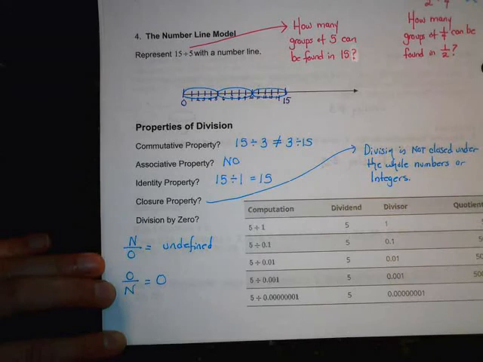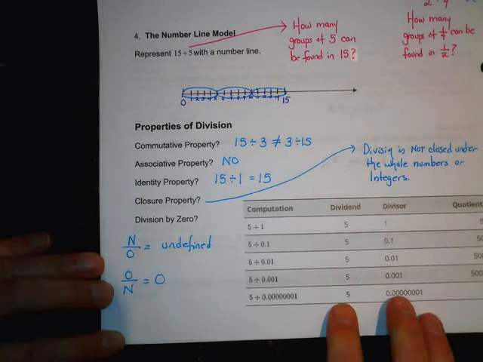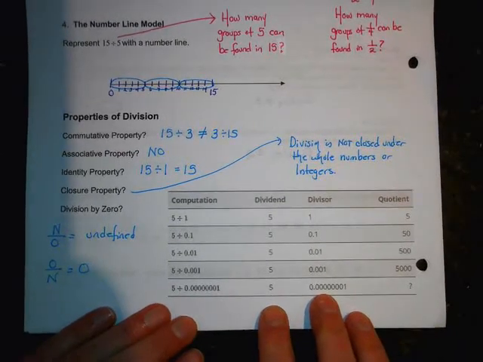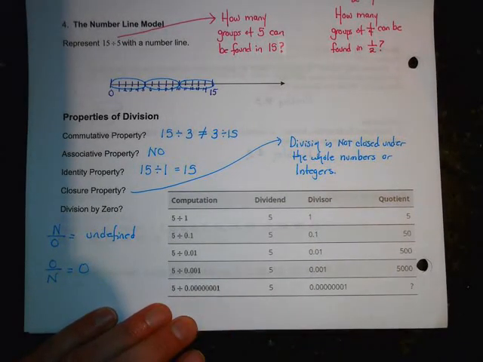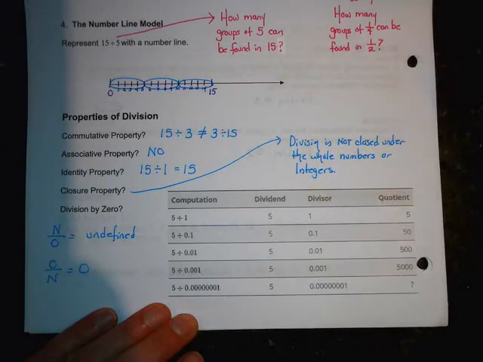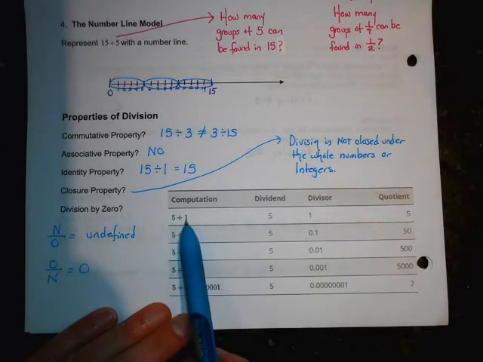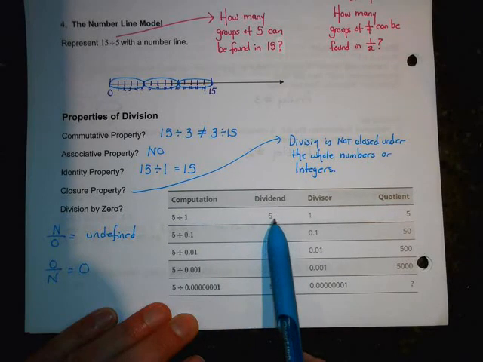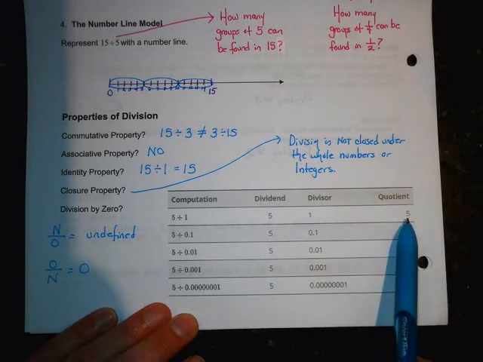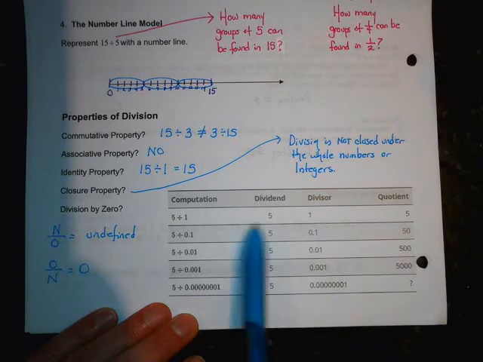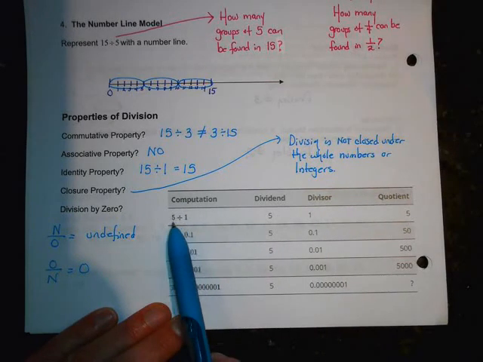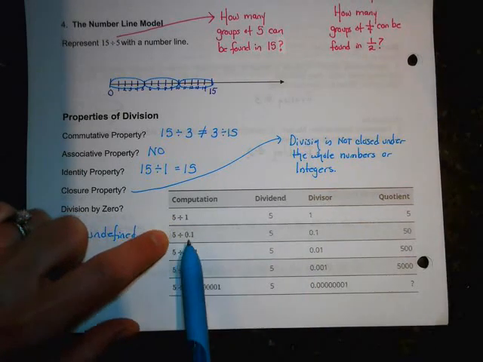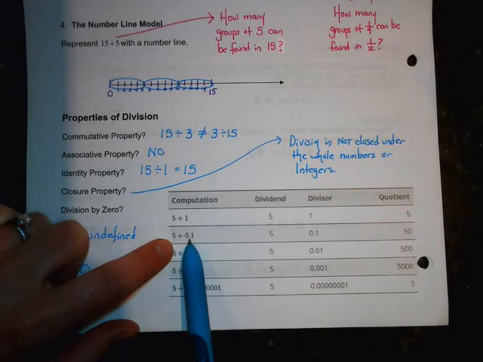And I found this on EngageNY. I thought it was kind of cool how they taught with decimals. So this is how many groups of 1 can be found in 5. And they told the kids what the dividend was, what the divisor was, and what the quotient was. So how many groups of 1 can be found in 5? Well, 5 groups of 1. But this is what's interesting. So how many groups of 0.1 or a tenth can be found in 5?